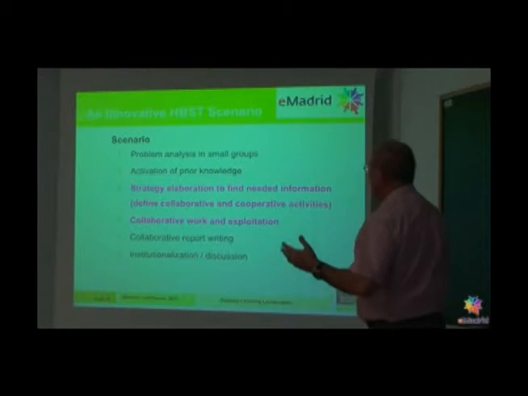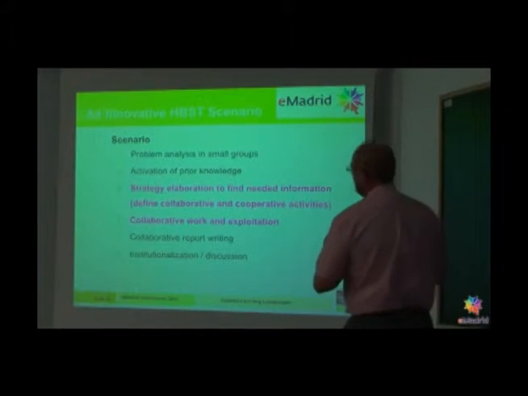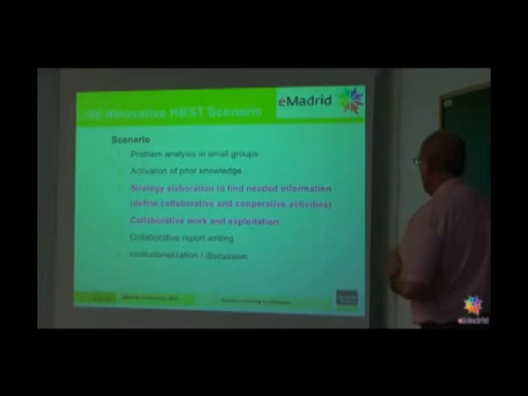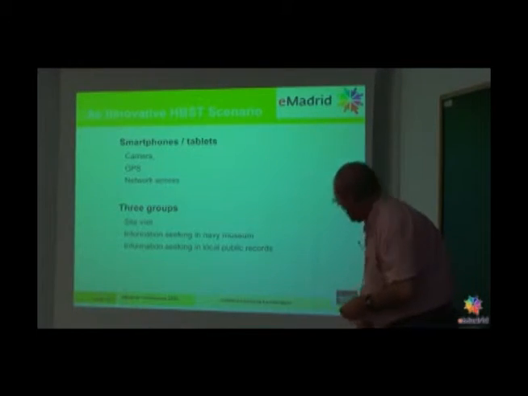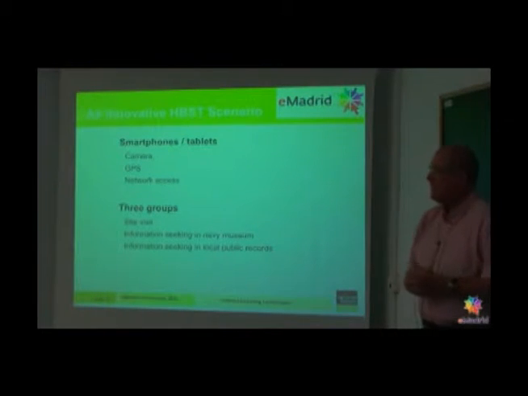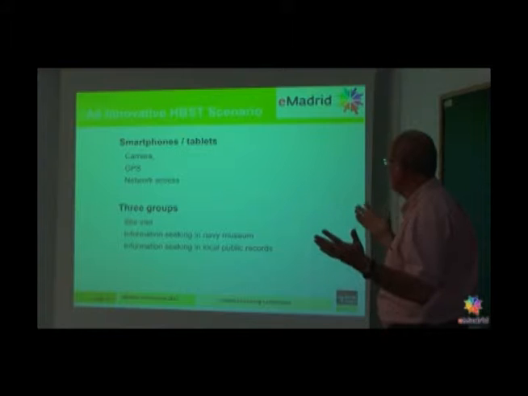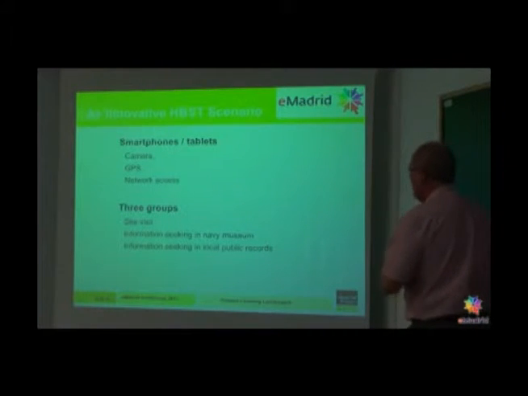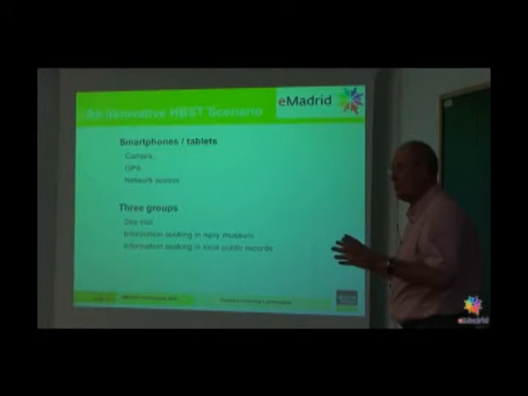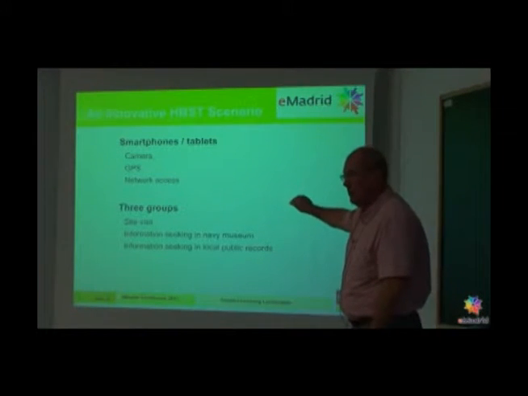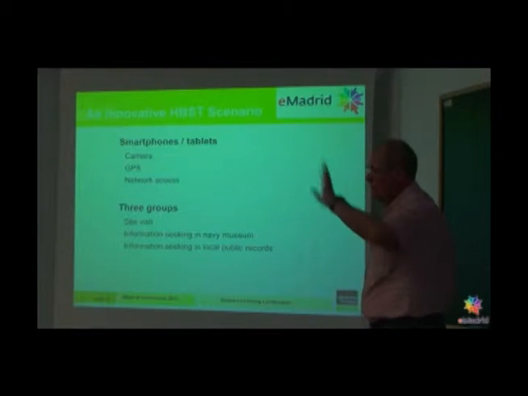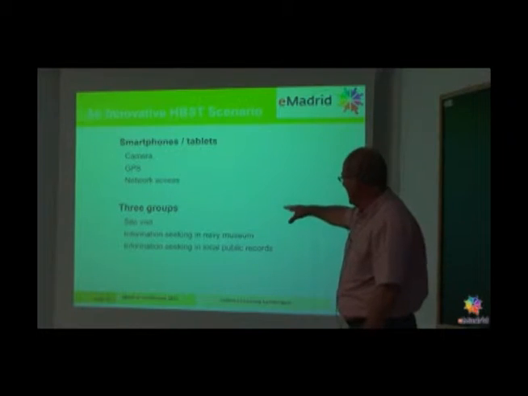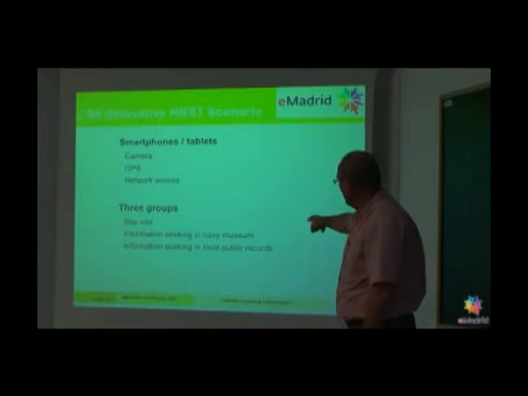Now, what we can do with social media tools and ubiquitous computing. Here I just show some modification to these two phases, phase 3 and phase 4. The idea is that students have smartphones, tablets, cameras, GPS, network access, and these tools. And we divide the different groups in subgroups, okay? One visits the harbor, another one is going to the Navy Museum, which is close to the harbor, in order to seek information, and also another group in the local public records.